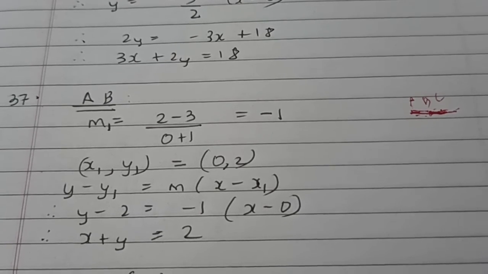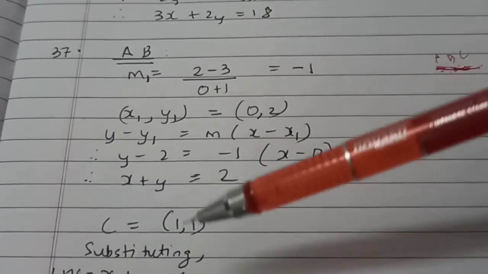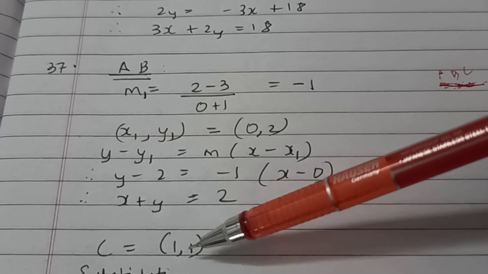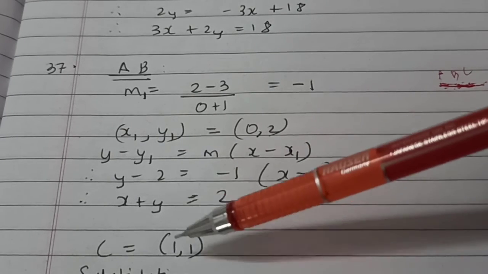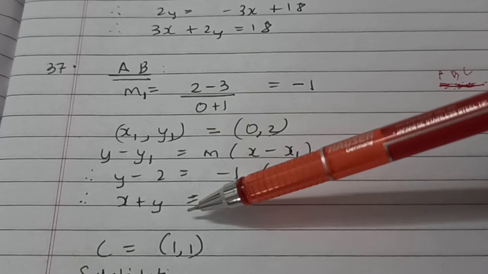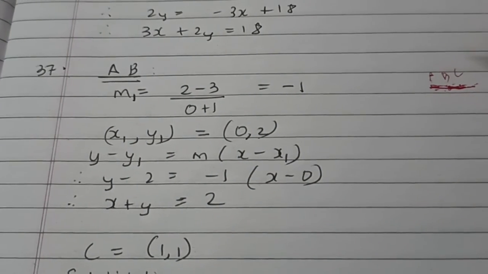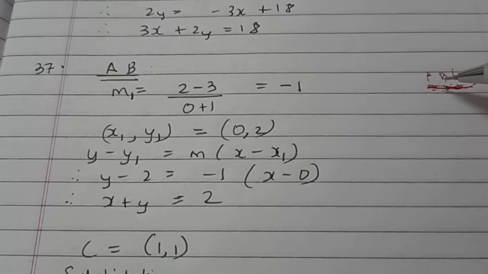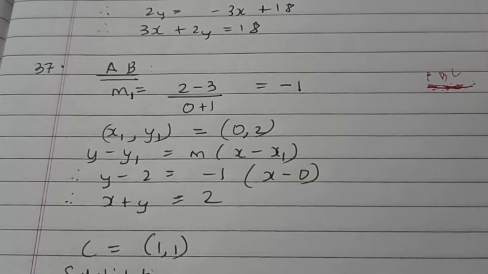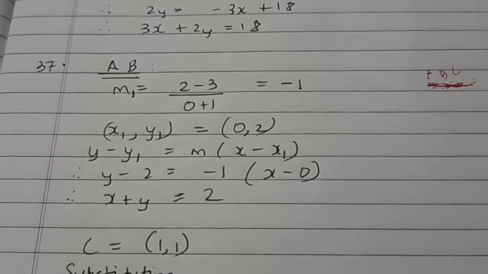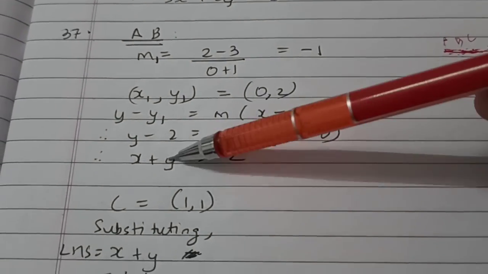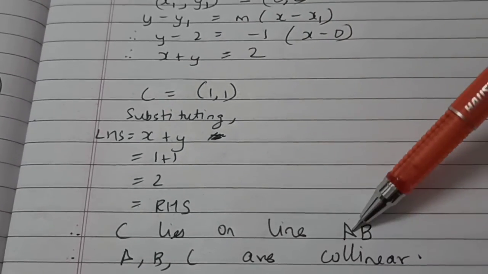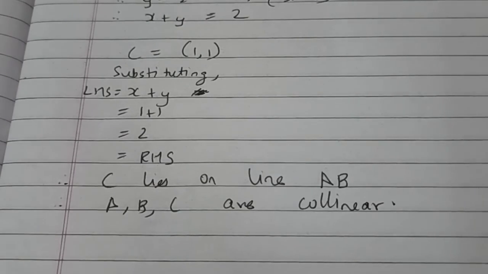But I'm going to use another approach here. What I'll do is, I'll try to prove that the coordinates of C satisfy the equation. And if any point's coordinates satisfy the equation, it means it lies on that line. And if it lies on that line, it means that A, B, C are collinear. By the way, we can't really judge right now if B is between AC or C is between AB, and that doesn't really matter. We only have to prove that they are in the same straight line. So, substituting this in the LHS, x plus y, I am getting it equal to the RHS. That means it lies on AB. That means they are indeed collinear.